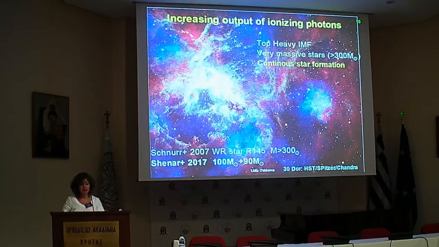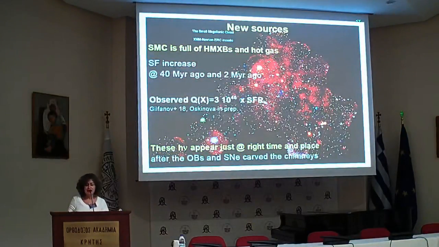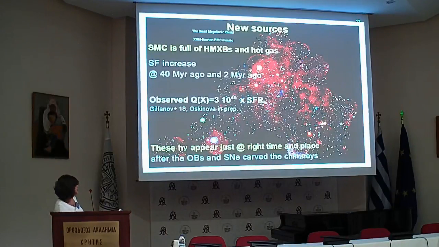The second point is about increasing the output of ionizing photons, and in my view, the best way to do it is by accounting for continuous star formation. And now I'm going to the third and final point. Maybe we should find new sources of ionizing radiation, which we so far didn't notice or didn't pay full attention to. For that, this is an X-ray picture of the Small Magellanic Cloud. This is just X-rays. We see that the Small Magellanic Cloud is full of discrete X-ray sources, and it's filled by hot gas. High mass X-ray binaries.